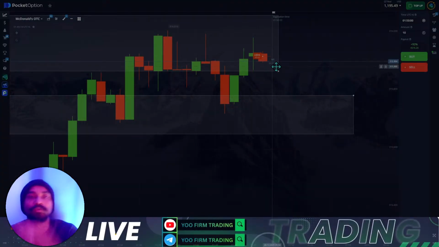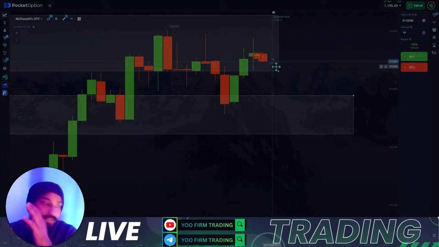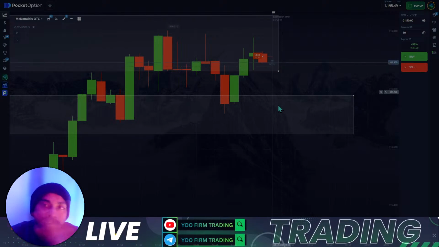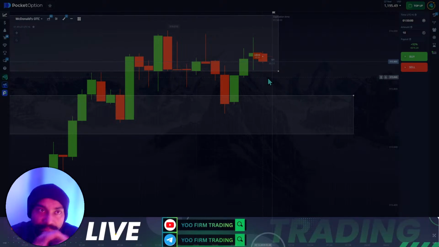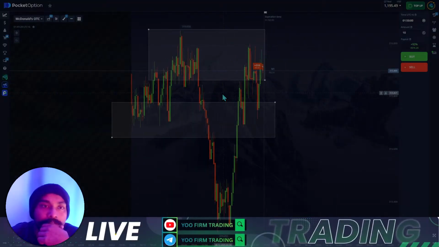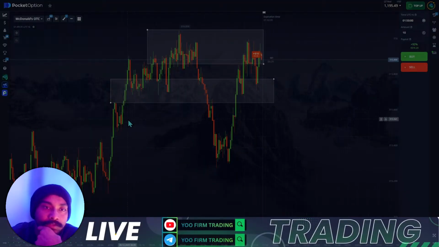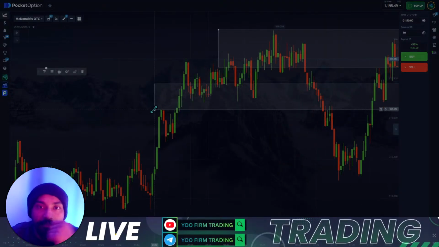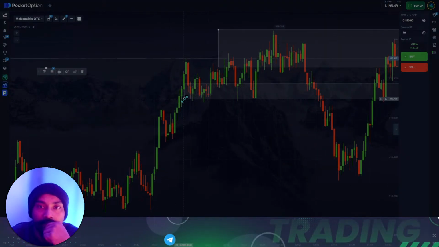So it's like a zone, the whole zone. We need to curve it, we need to minimize it, right? And it will be like a narrow line. So let me teach you how you can draw a narrow line. It will be just like this.